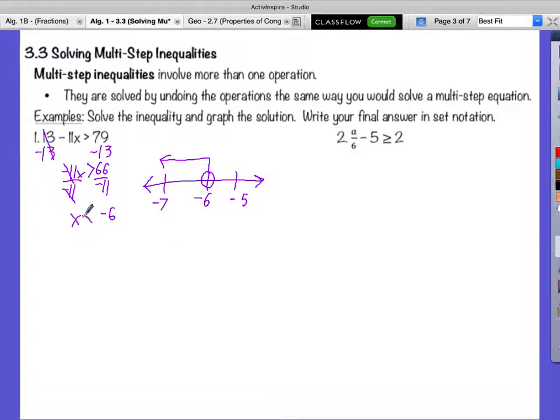Now we do our set notation. This is the part that some of us don't like. It's new to us, it's weird to us. We put our brace. Then what do I put? X. Then the line, that means such that. Then x, then the inequality, less than negative 6. So you put brace, variable, line, inequality, brace. What variable are we talking about? X. X such that x is less than negative 6.